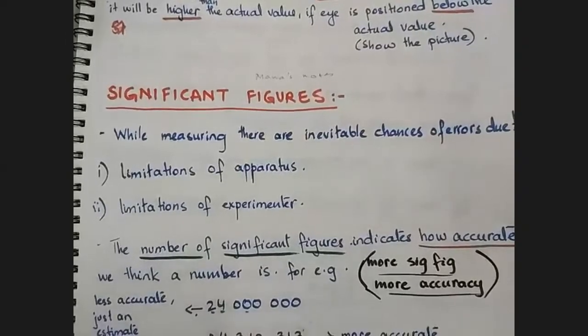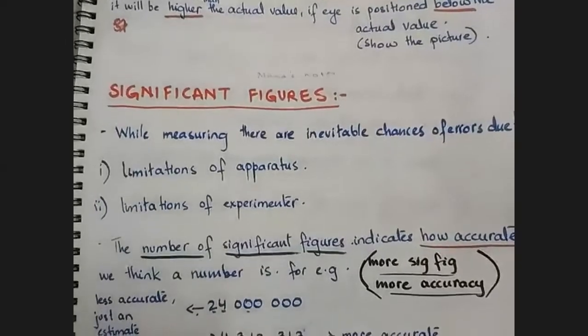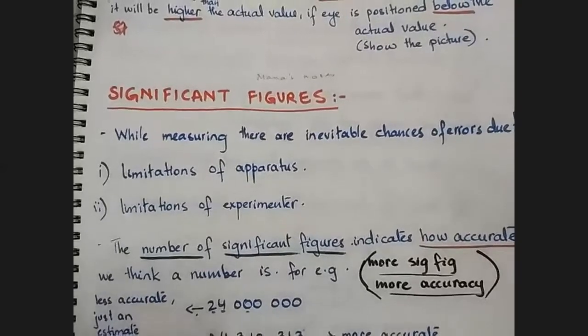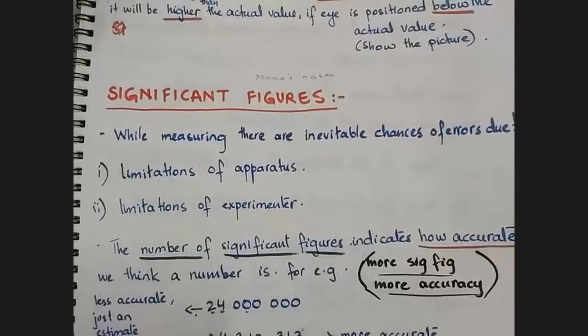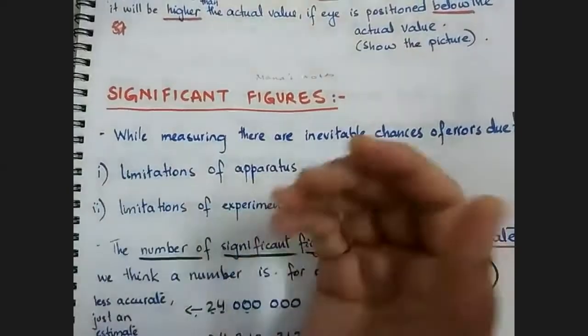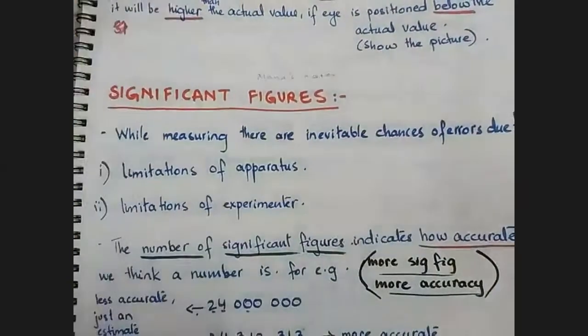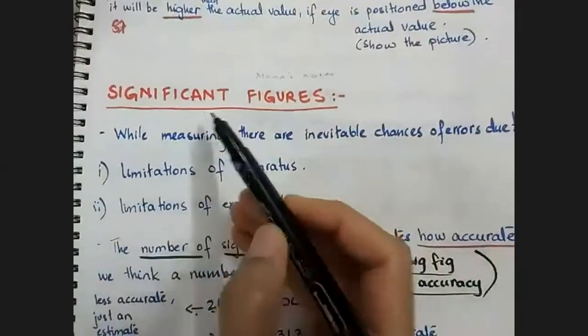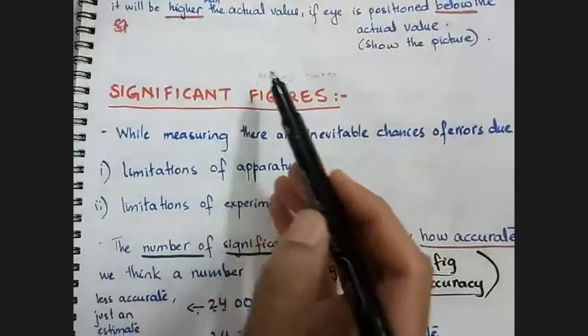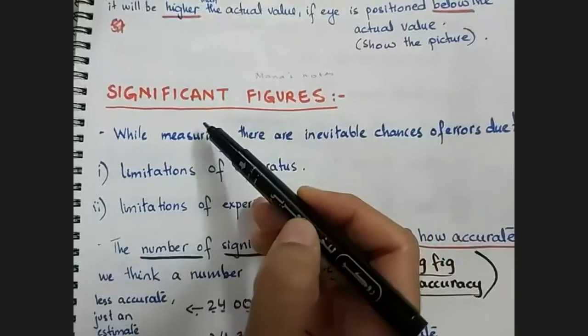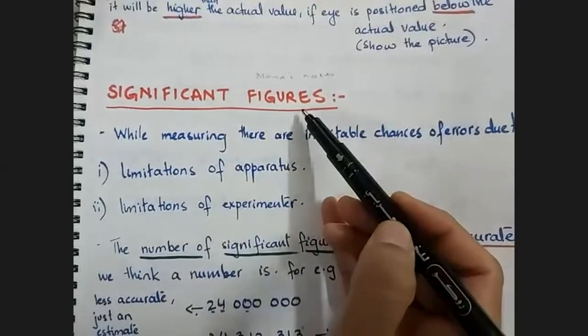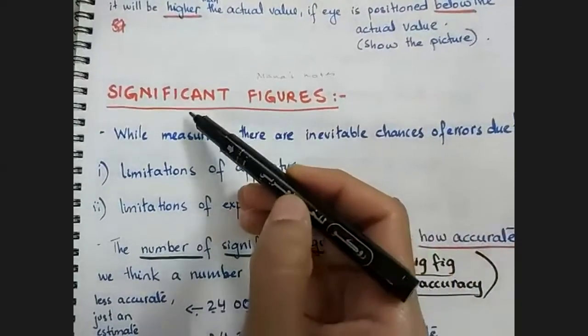Okay, so let's talk about significant figures. Why do we talk about significant figures? Let me tell you, significant figures, as the word suggests, significant means important. Figures are the digits. What do we mean by important?